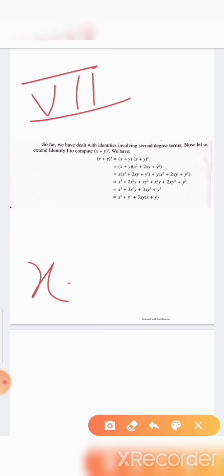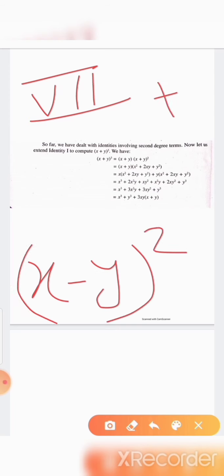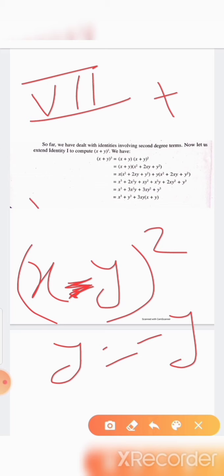Similarly, we derive our identity number 7. In identity number 7, we only replace addition by subtraction, substituting y by minus y in our identity number 6, and we get our identity number 7.